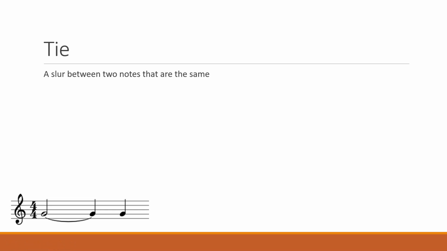We are in 4/4, and this G half note is just connected to the quarter note. It will be 1 hit on the piano, or 1 strum on the guitar, or just 1 blow on your wind instrument. It is going to be 3 beats. When we see a tie, a slur between 2 notes that are the exact same, the values will just add up. It's the value of this note plus the value of the next note.